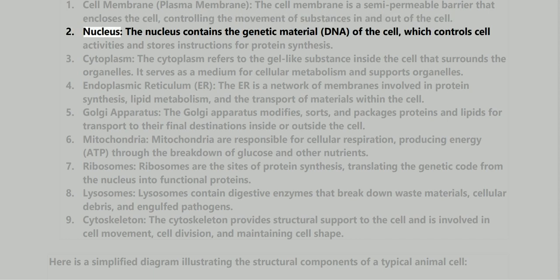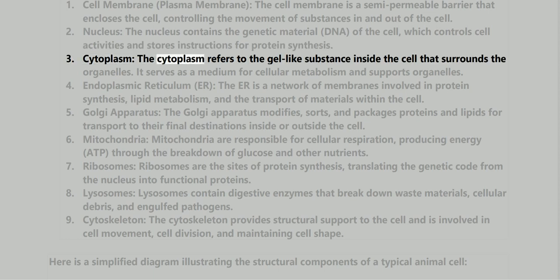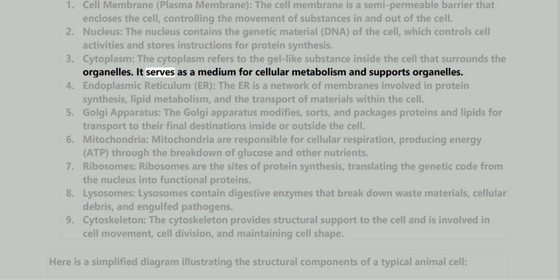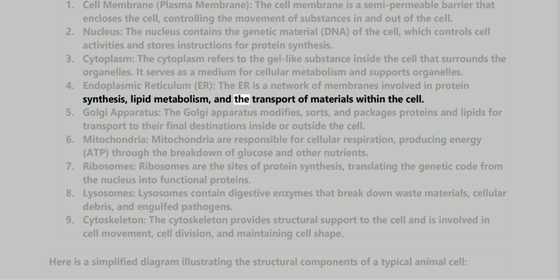2. Nucleus. The nucleus contains the genetic material, DNA, of the cell, which controls cell activities and stores instructions for protein synthesis. 3. Cytoplasm. The cytoplasm refers to the gel-like substance inside the cell that surrounds the organelles. It serves as a medium for cellular metabolism and supports organelles. 4. Endoplasmic reticulum. The ER is a network of membranes involved in protein synthesis, lipid metabolism, and the transport of materials within the cell.